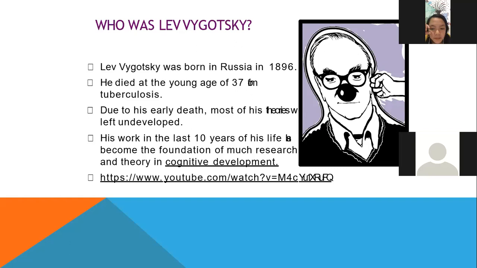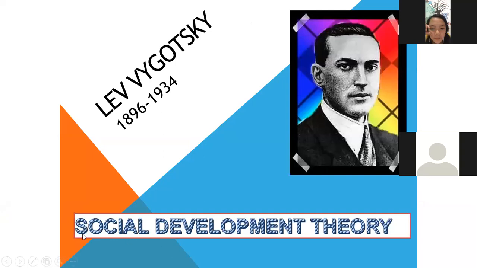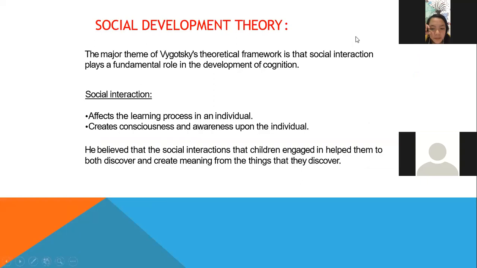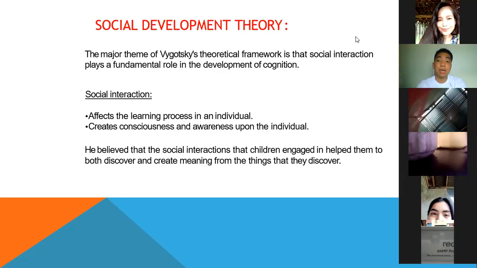Okay, so now we will talk about social development theory. The major theme of Vygotsky's theoretical framework is that social interaction plays a fundamental role in the development of cognition. According to Lev, the environment is very important because it is where we can interact with other people. There is social interaction in the environment. For him, social interaction affects the learning process in an individual; we learn through social interaction.